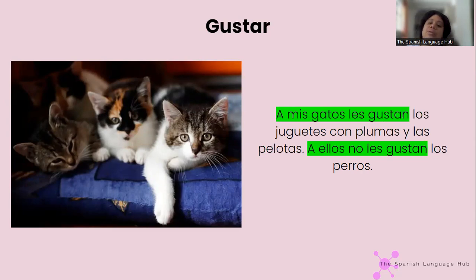Okay? Now, it is necessary if you want to mention someone's name or something like mis gatos, mi mamá, mi papá, you need to start with a. Right? You need to start with a mis gatos les gustan. My cats like toys with feathers and balls. They don't like dogs.